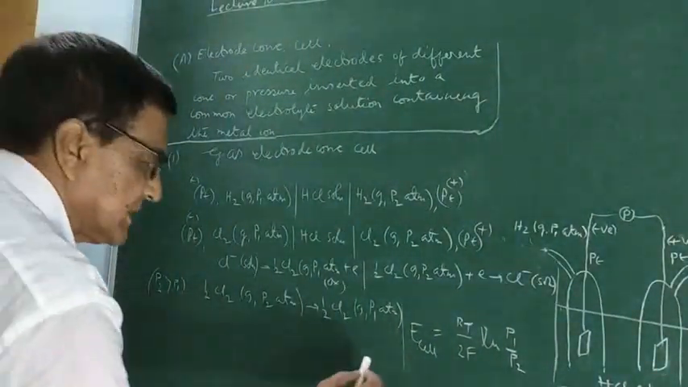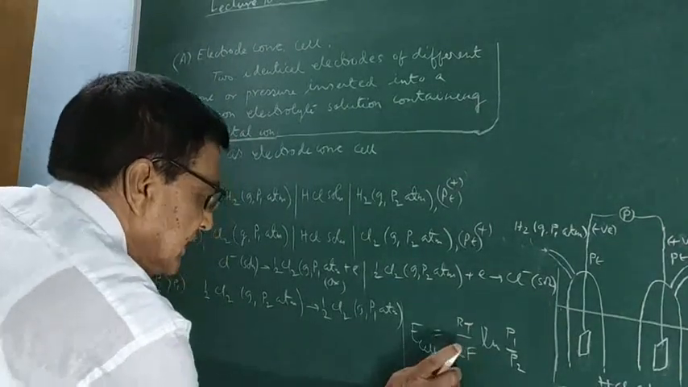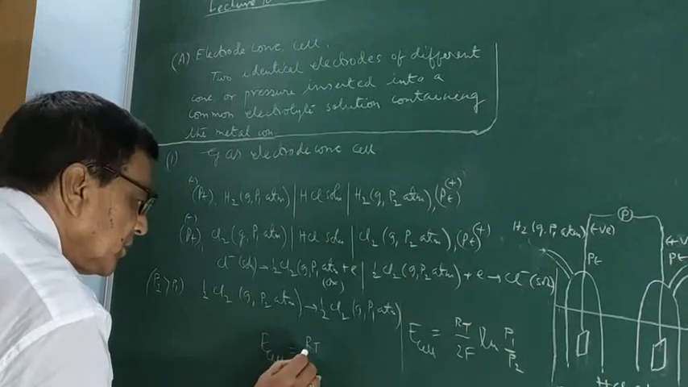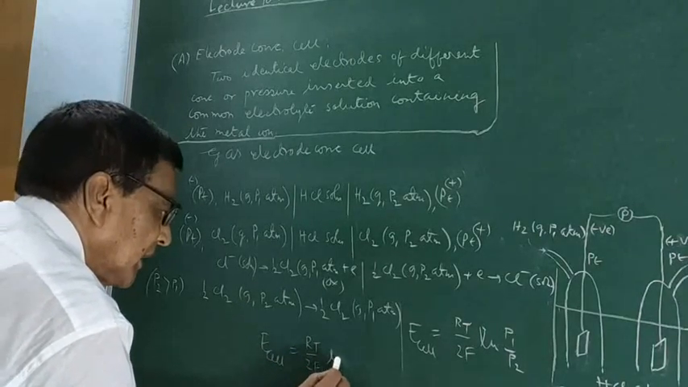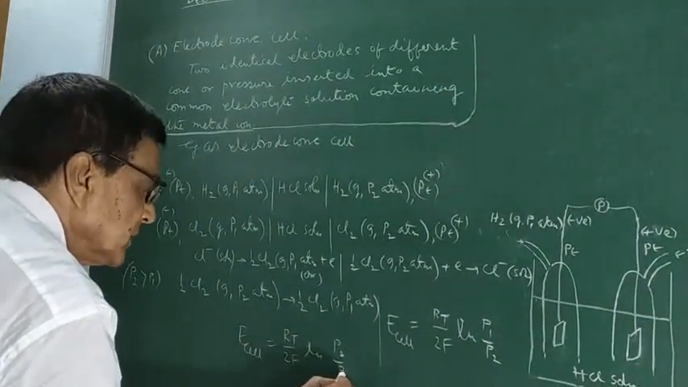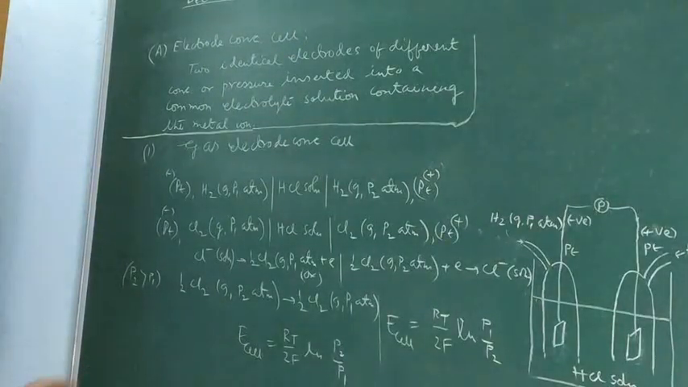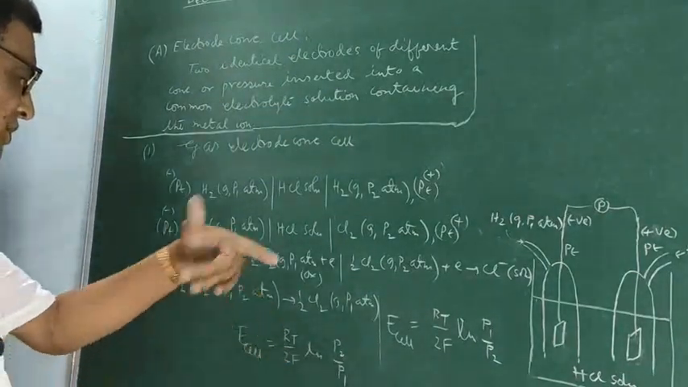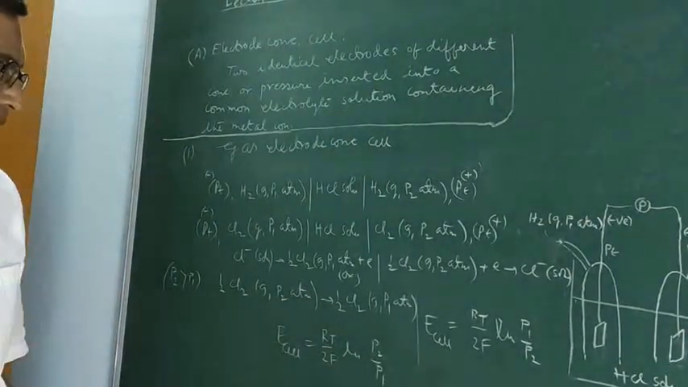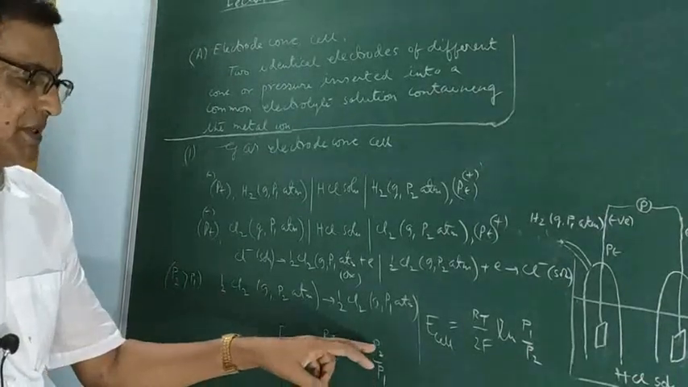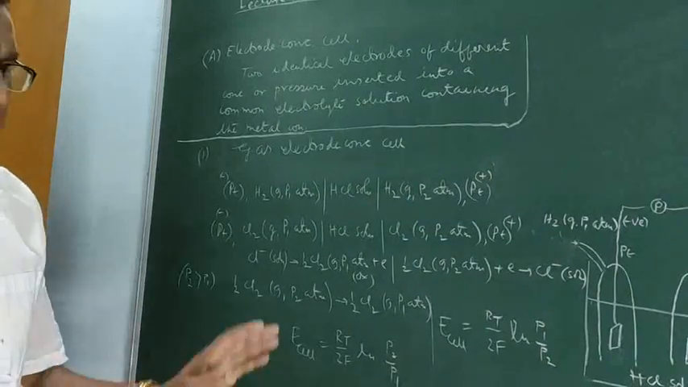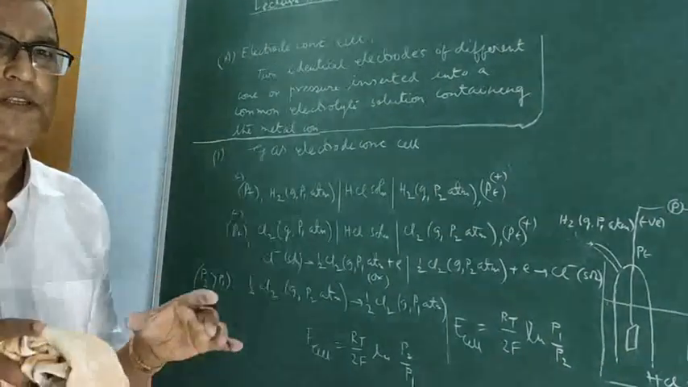So naturally in this case the cell potential will be equal to RT by twice F ln P2 by P1 to make this cell potential positive, and this cell will continue to provide electricity so long as P2 remains greater than P1. When these two are the same, this E cell becomes 0 and this cell will stop producing electricity.